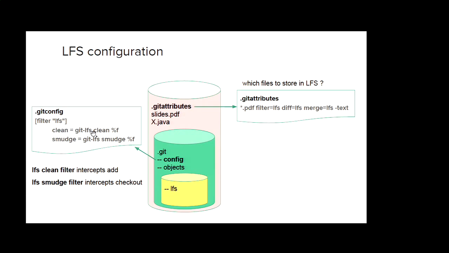So this defines the clean filter, which is used when you add a file to the index. And the smudge filter is for the opposite. So it just defines the command which needs to run for that, and this is calling the extension. So the LFS clean filter intercepts the add command, and the smudge filter intercepts the checkout command. You will see later why.